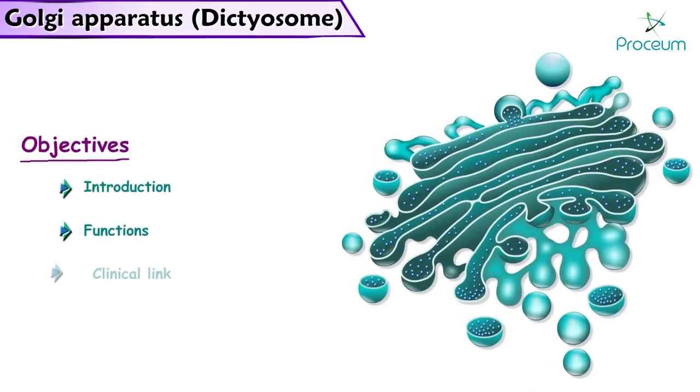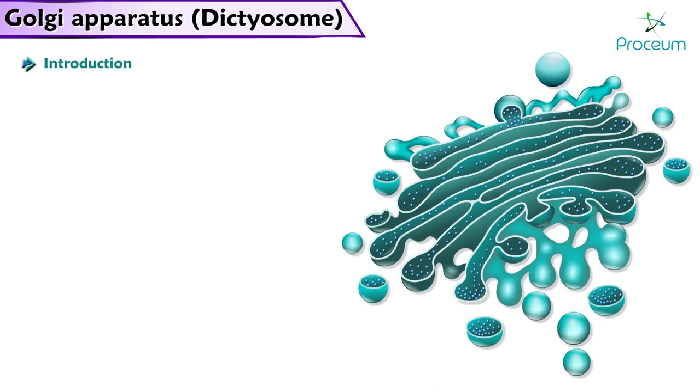Hello, everyone. Today, we will be discussing the Golgi apparatus, also known as dictyosomes. Let's begin with a brief introduction. The Golgi apparatus is a collection of membrane-enclosed sacs, or cisternae, that are arranged in parallel formations, like dinner plates.